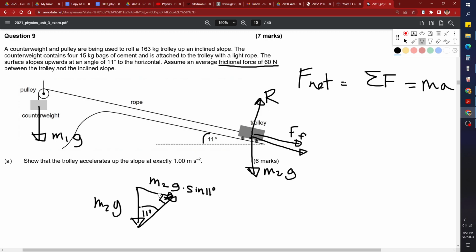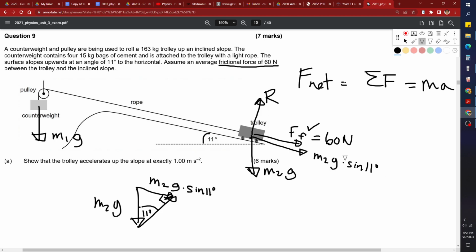These two are perpendicular. As you can see, that force is parallel to the slope, and reaction force is perpendicular to the slope. So those two are 90 degrees to each other. And that's how we get this value here. So then we know it's M2 times gravity times sine of 11 degrees. Okay? So that's it. Now we've used these up. We don't have to worry about these anymore because we've just found the component for weight force here, the vertical weight force of the trolley here. So now we only have this force, which is given to us.